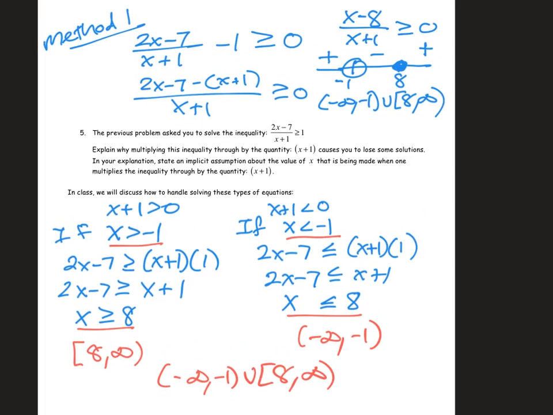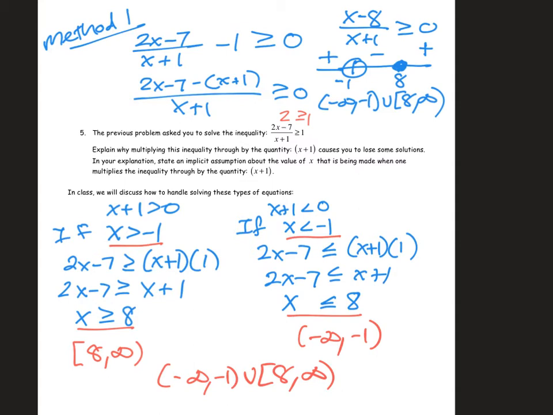If I plug in something huge, say I plugged in 1 million for x at the top, I'd get 2 million minus 7, which is pretty close to 2 million. In the denominator, 1 million plus 1 is pretty close to 1 million. So you've got like 2 million over 1 million, which is going to reduce to about 2. And the question is, is 2 greater than or equal to 1? It is. Okay, so I should expect infinity to be part of my solution.